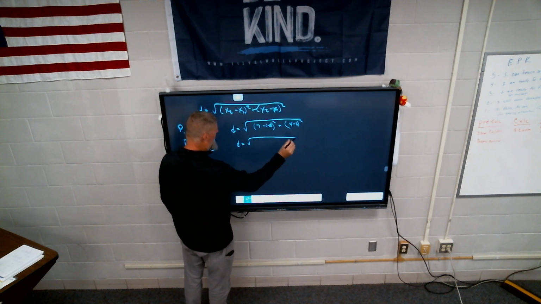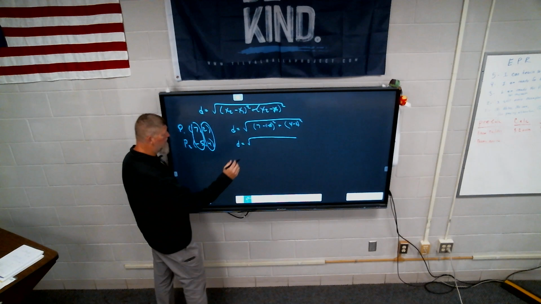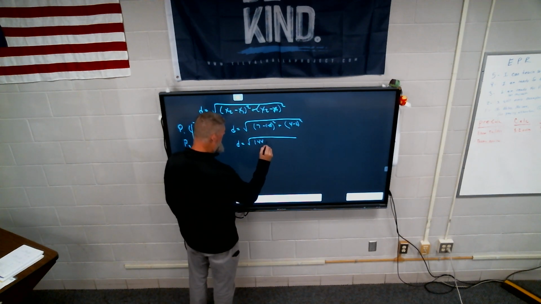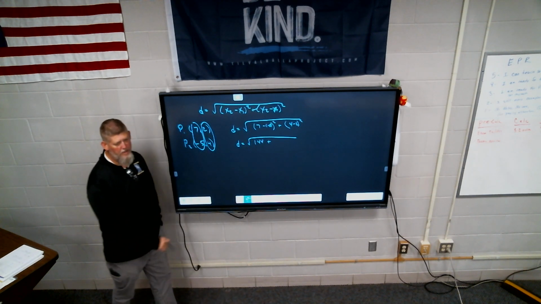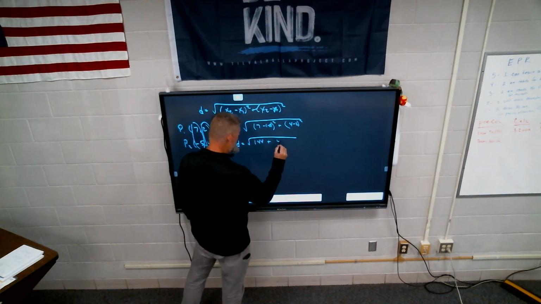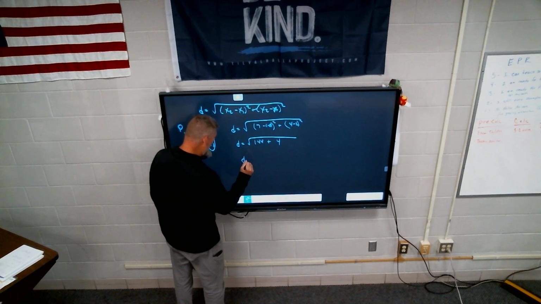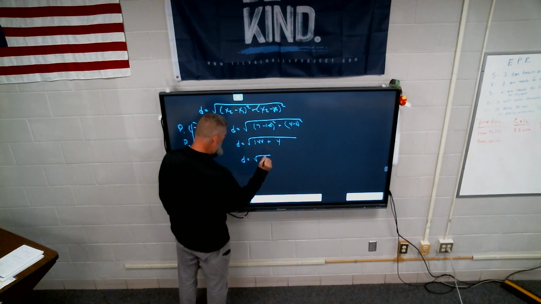The square root of, what's 7 minus the negative 5? 12. 12 squared is 144. Plus, what's 4 minus 2 squared? 4. I want to let somebody else answer. You're all right. I'm glad you're with us. So the distance is the square root of 148.